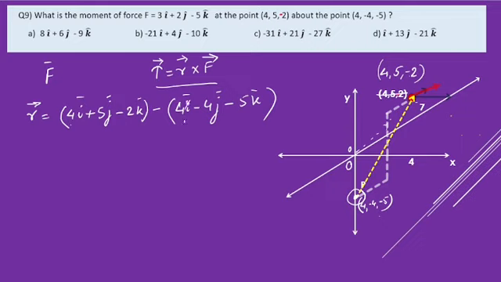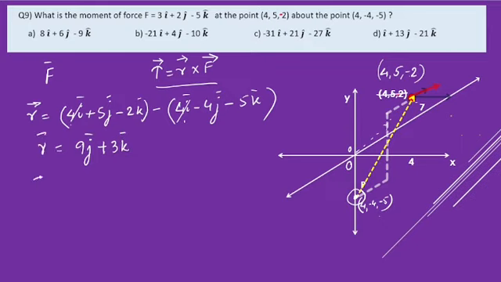4i minus 4i cancels, giving 0. Plus 5j minus minus 4j becomes 9j. Then minus 2k plus 5k becomes 3k. Okay, so this is R.